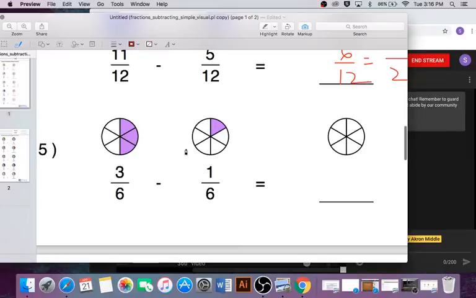Our last one, our whole circle is 6 pieces. So our denominator is going to be 6. We started with 3 shaded pieces. We're going to take away 1 shaded piece, which leaves us with 2 shaded pieces.